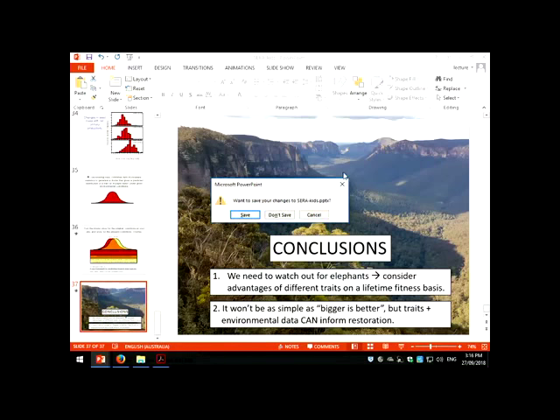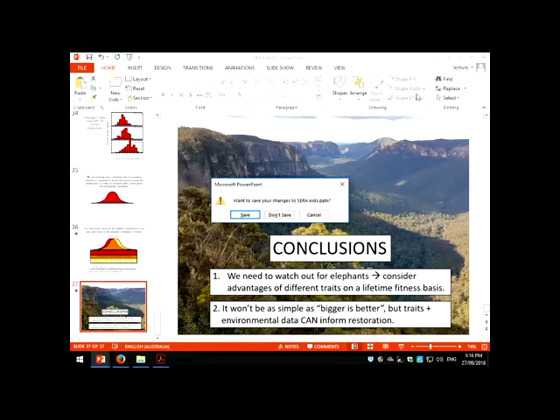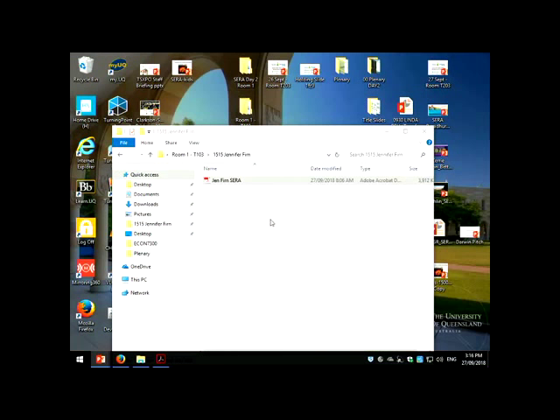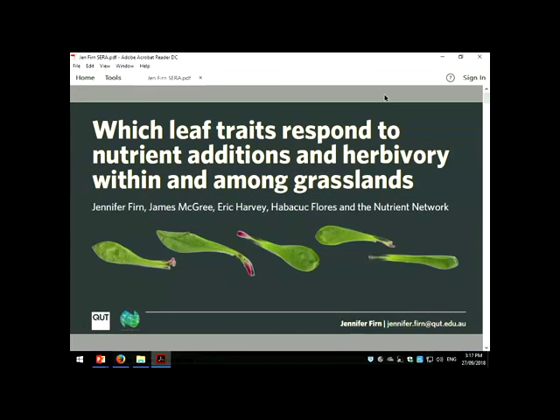I'll just... Oops. Oh, there I am. Exciting. There we go. So that should work. I did it as a PDF, so I just want to check if it's working.